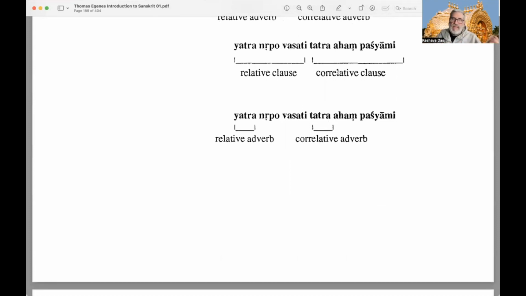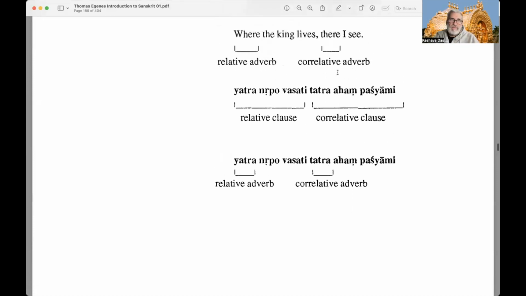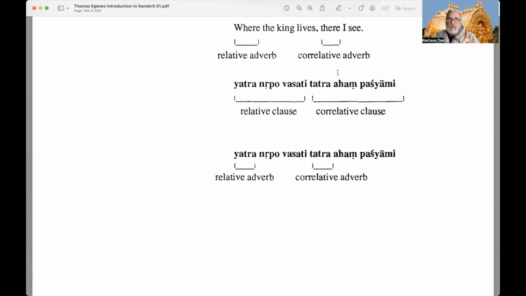The first one is yatra nripo vasati. Vasati means he dwells, or he lives, right? And nripo is nripaha by sandhi. It's nominative, so it's the king lives. And yatra means where. So where the king lives. Yatra nripo vasati, where the king lives. Tatra aham pashyami, there I see.